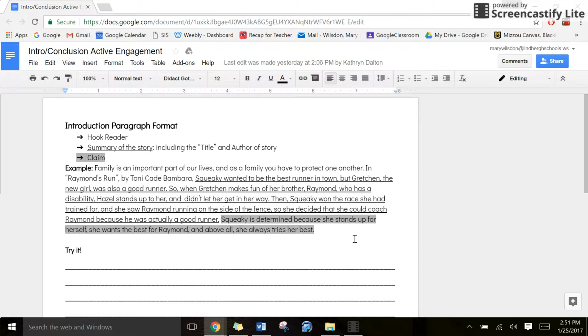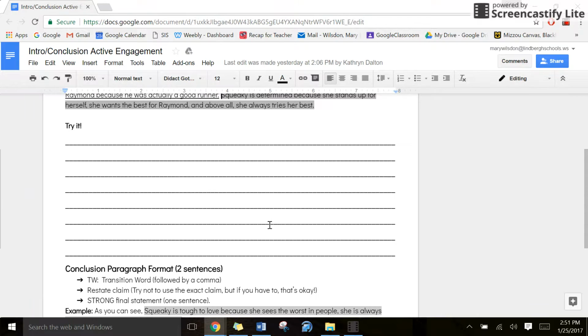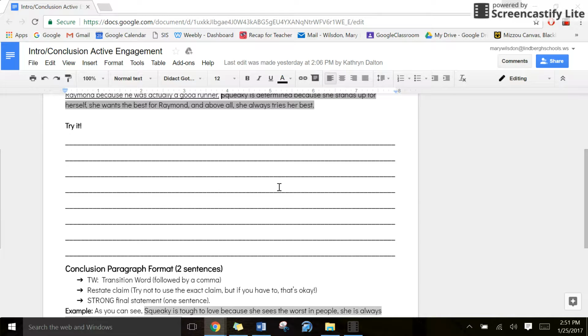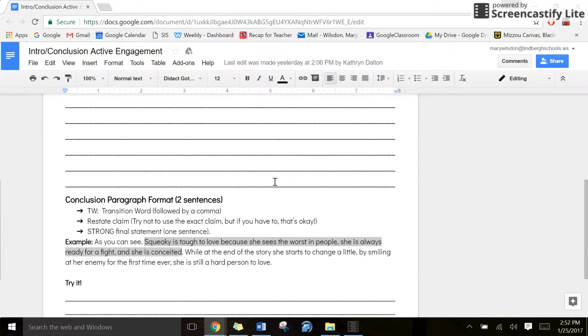As you can see, it starts off really broad at the top with, family is an important part of our lives, and as a family, we have to protect one another. Then it starts to narrow by giving us a little bit about the book and the background, and then it gets really specific with your claim. Tomorrow we're going to try writing our own introductions, and I will be giving you this. So that's a little bit about introductions.